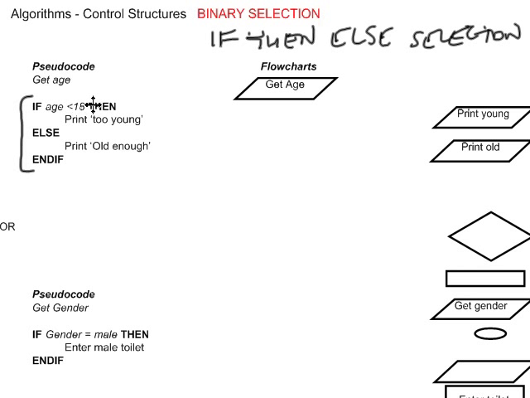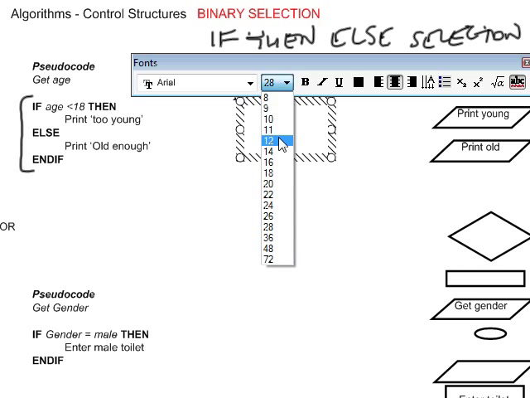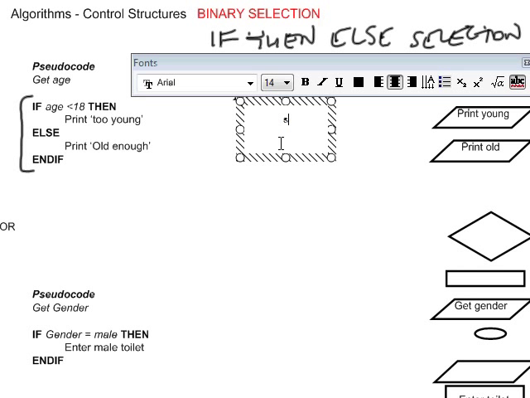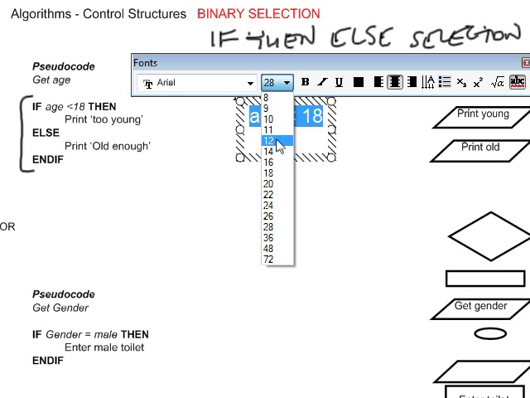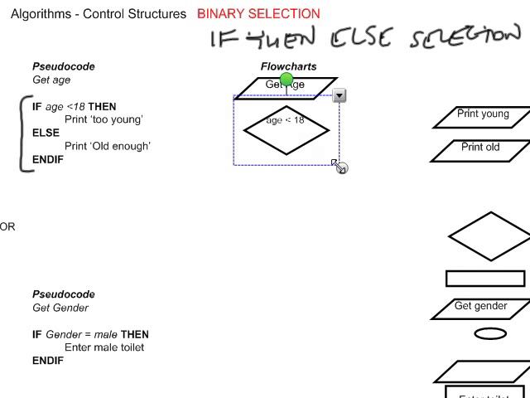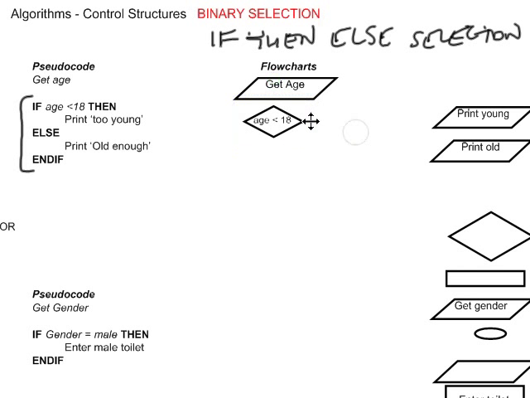Then we go into this binary selection, and so we have a decision. That decision is in a diamond. So we need to grab the diamond and put it in here. And in here, it's going to have age less than 18. That's going to give us either true or false. So either we're going to have an age which is less than 18, such as 15, or an age which is greater than 18. Either one's going to give true or false.